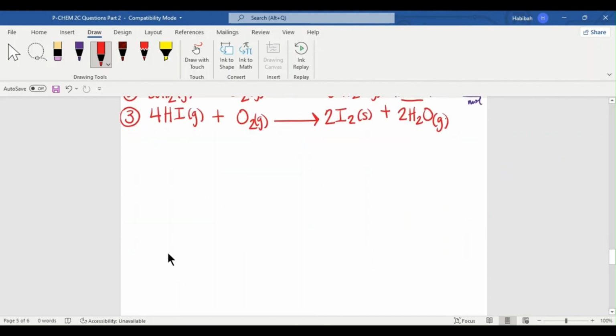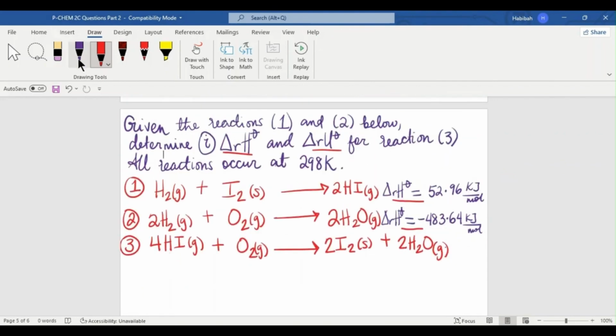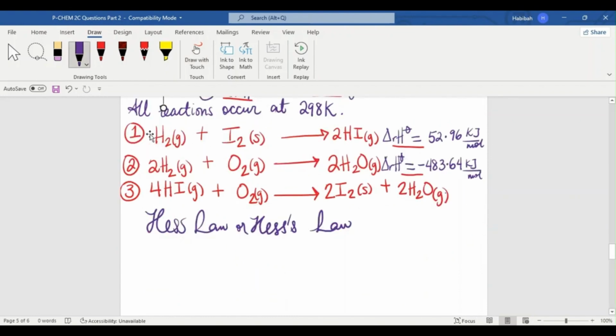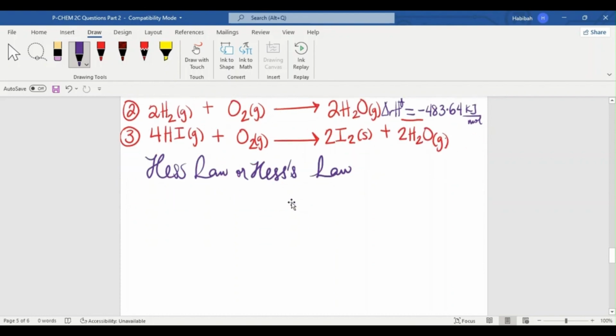The first thing you have to do is observe, because what we're going to be using here to solve this question is called Hess's law, or some people call it Hess law. Whatever you want to call it, just basically understand the law. What Hess's law does is we're going to manipulate the first two equations in such a way that we're going to get the third equation, right?